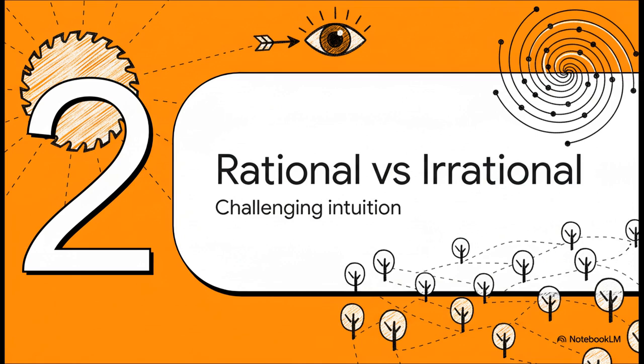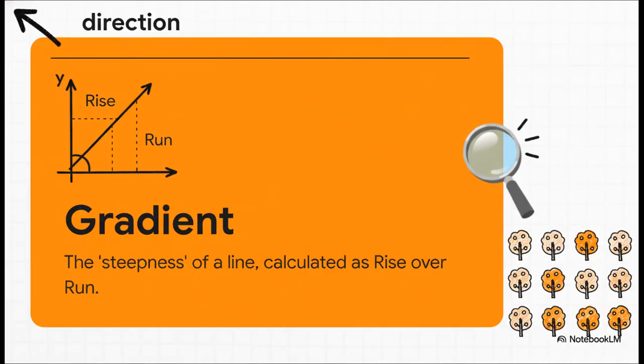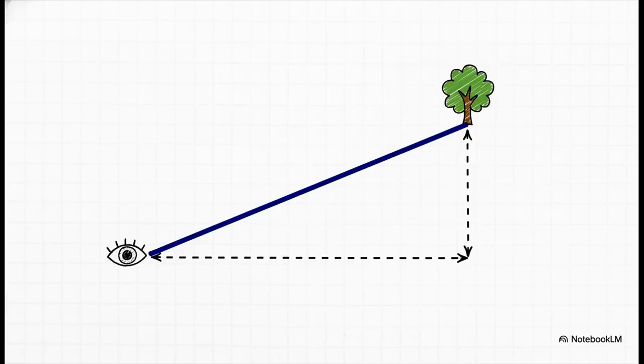Because the key to figuring this out isn't about how far you can see, but the precise direction you're looking. And to define direction mathematically, we use a pretty simple concept you probably remember from school: the gradient, or the slope of a line. It's just the rise over the run, how far up you go for every step you take forward. And this is where it gets really elegant.